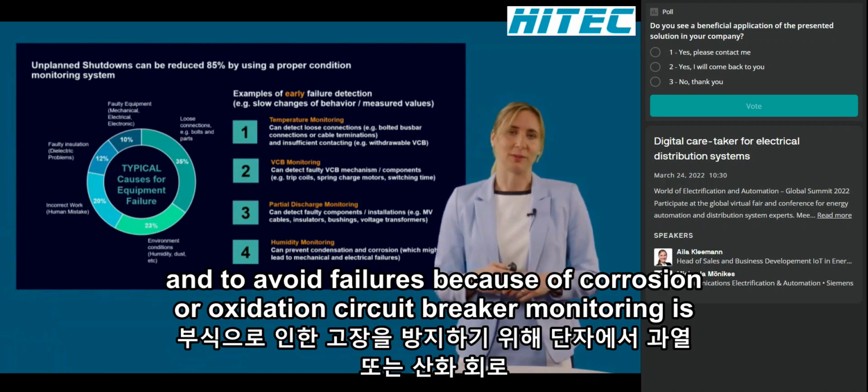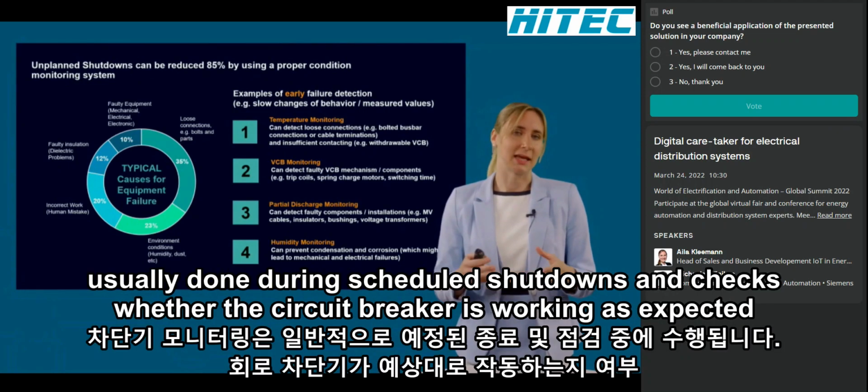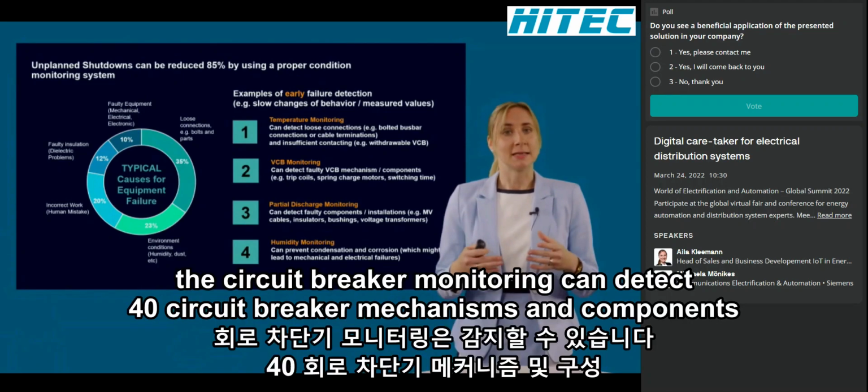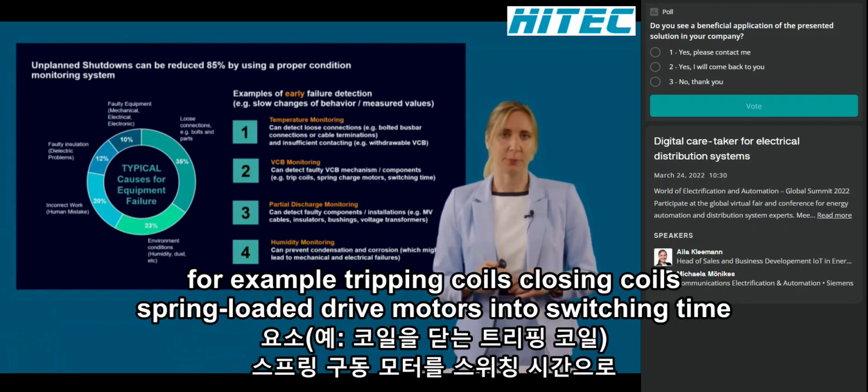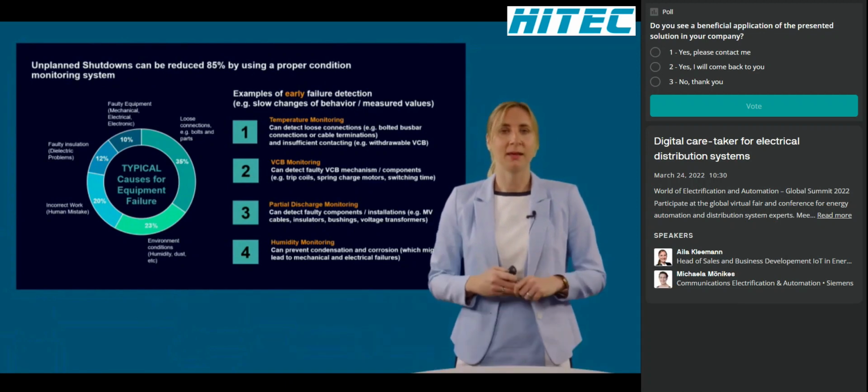Circuit breaker monitoring is usually done during scheduled shutdowns and checks whether the circuit breaker is working as expected. The circuit breaker monitoring can detect faulty circuit breaker mechanisms and components, for example, tripping coils, closing coils, spring-loaded drive motors, and the switching time.